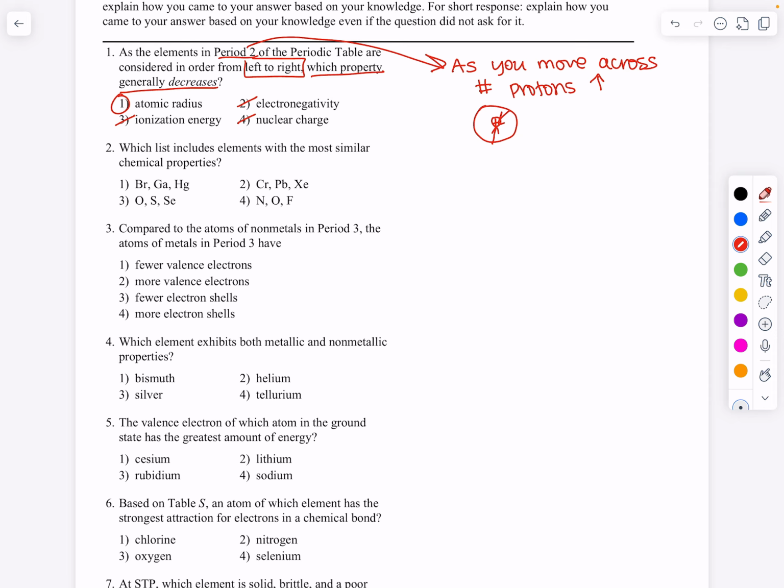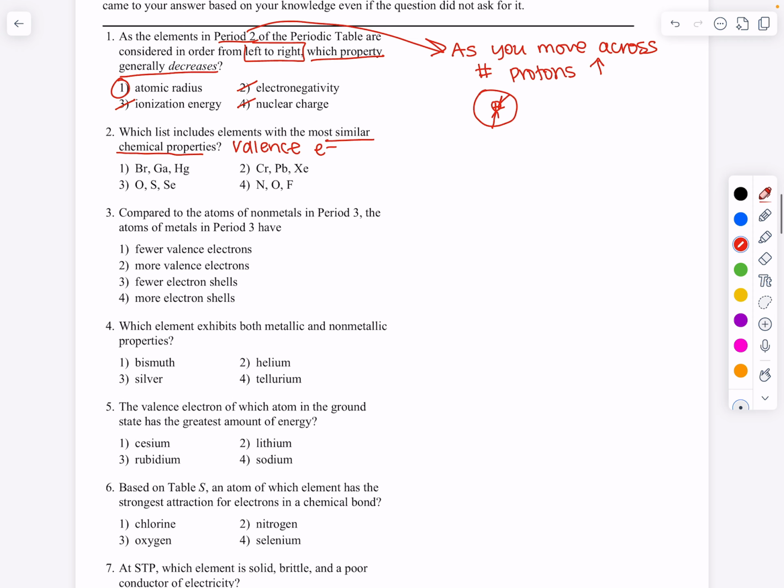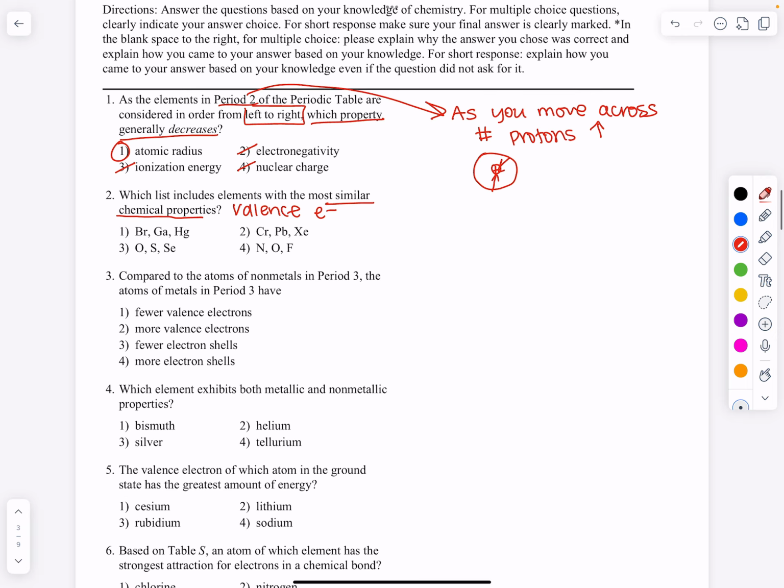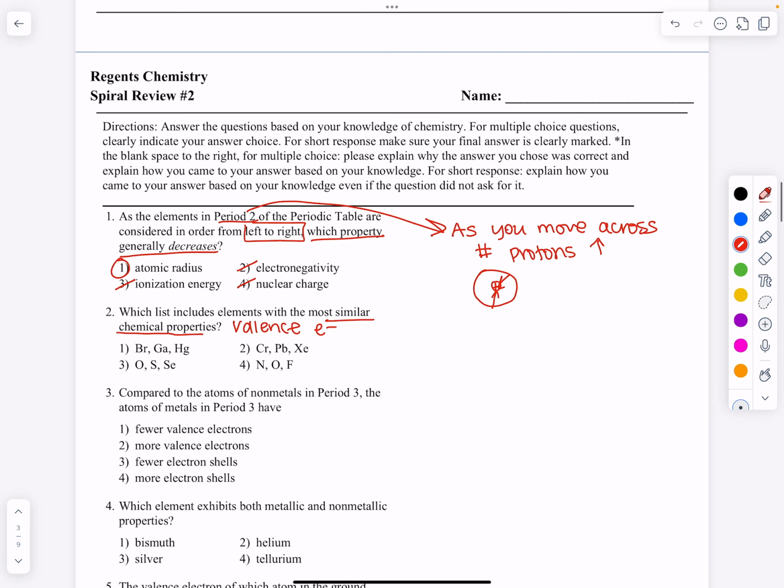Number 2, which list includes elements with the most similar chemical properties? The most similar chemical properties, that should be a huge signal to you, valence electrons. Valence electrons determine chemical properties. So if I look at where these ones are, I want to see that these elements are in the same group. The same group means the same number of valence electrons.